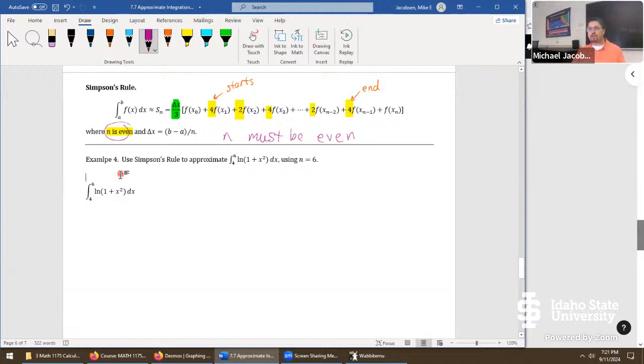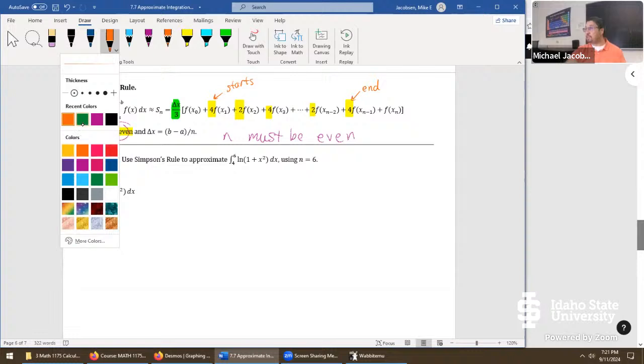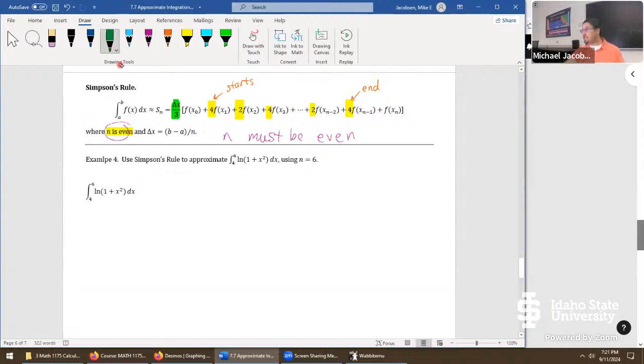Natural log of 1 plus x squared. I'm not too sure if I could integrate that, but we can absolutely approximate it. The steps always begin the same way. You want your delta x. It's going to be 6 minus 4 divided by 6, since we're using 6 approximating rectangles. So this is 2/6, giving us 1/3.